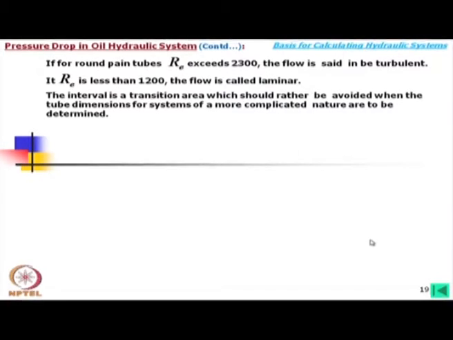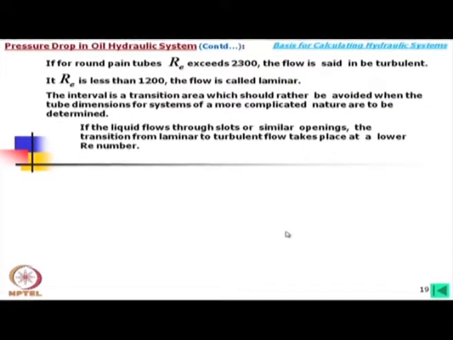The interval is a transition area which should rather be avoided when the tube dimensions for systems of a more complicated nature are to be determined. This means that, if possible, fluid power applications try to avoid such Reynolds numbers.